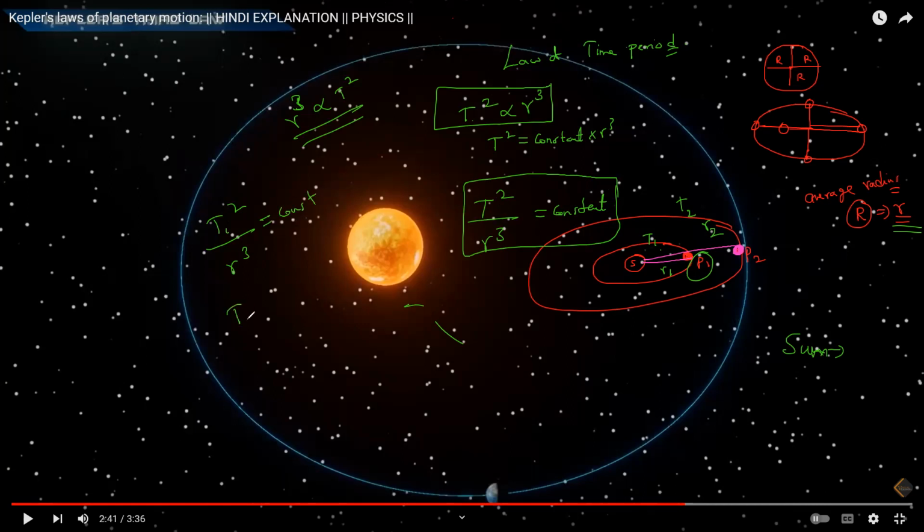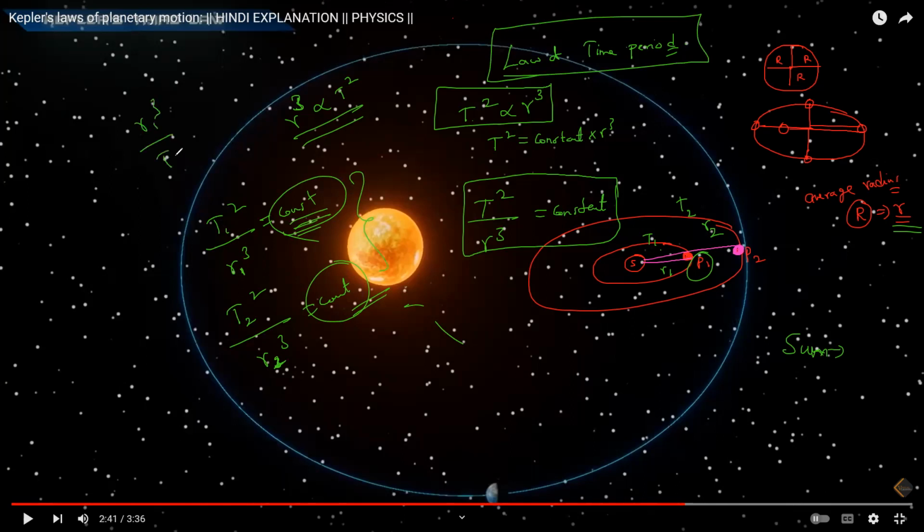Next, for planet 2, tell me what will come. Planet 2: T2 square divided by R2 cube, which is equal to what? Constant. Both are the same constant. For any planet you do, you will always get the square of the time period divided by the cube of the average radius as the same constant. That is why it is called the law of what? Law of time period.